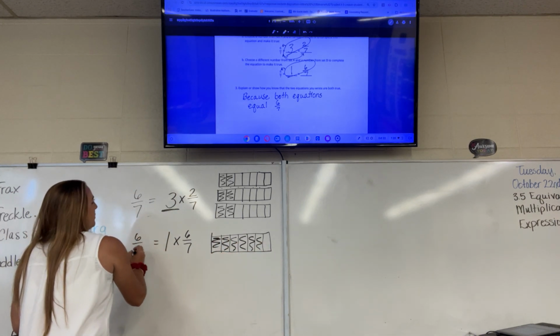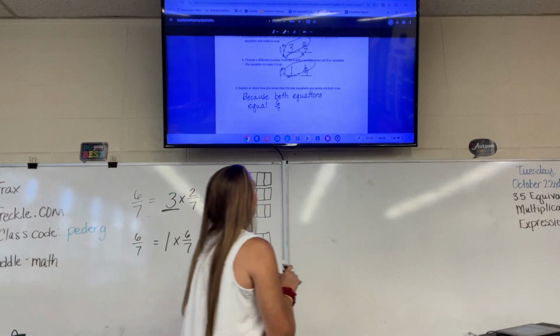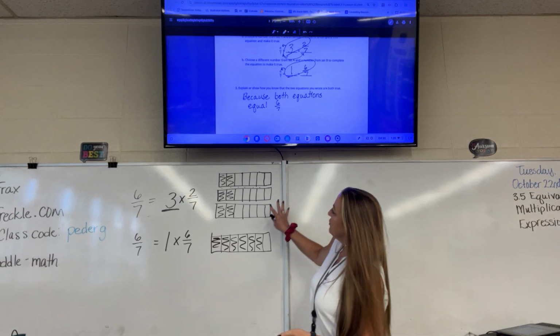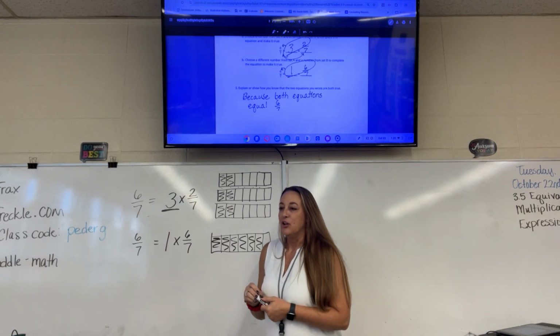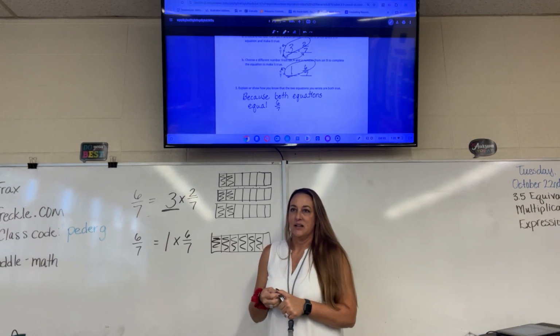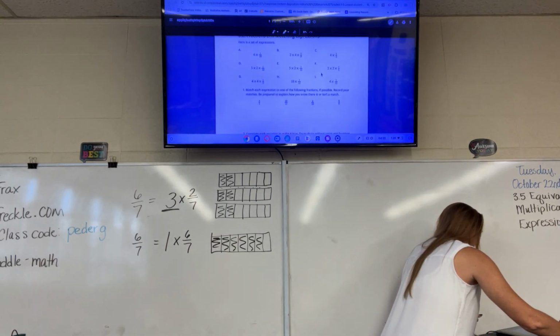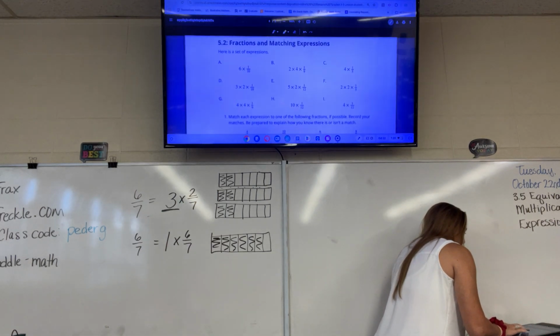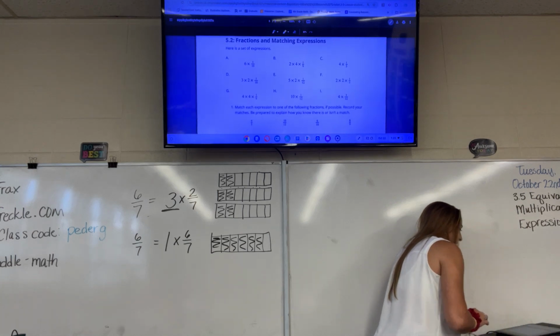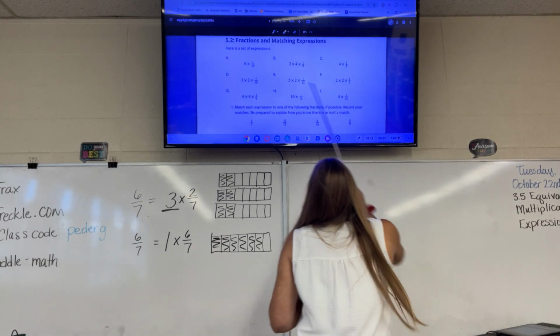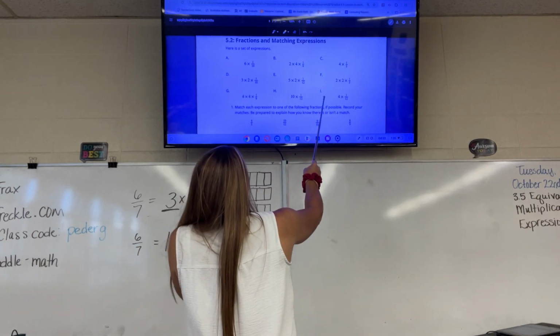So the question was explain or show how you know both equations you wrote are both true because both equal 6 sevenths, right? Yep. Okay, one more page. All right, so fractions and matching expressions. So here are the expressions. They've given us A through I.